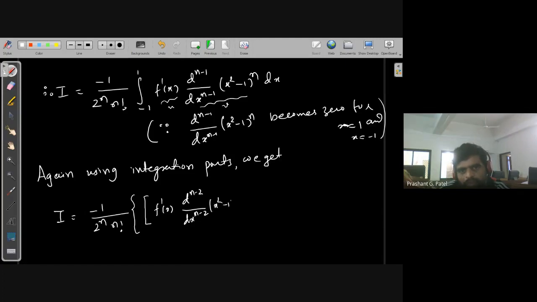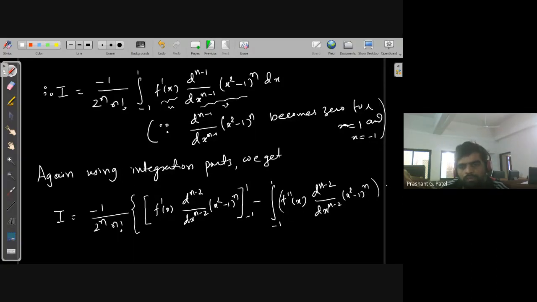x square minus 1 power n, and the limit is from minus 1 to 1. Then again minus 1 raised to n, the derivative of f dash, which will be the double derivative of f, and then it is d power n minus 2, the n minus 2 derivative of x square minus 1 power n, and dx. Again, this quantity will become 0 by the same argument which I have given here.